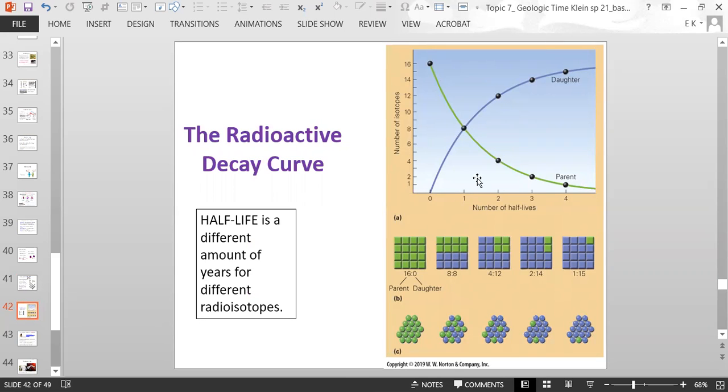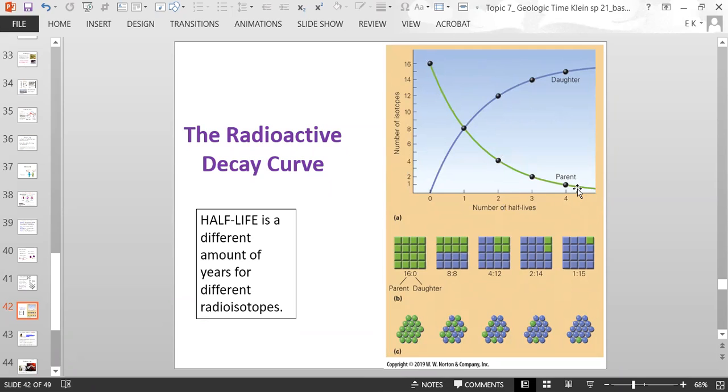So half-life is the amount of time that is needed for half of the nuclei in a sample to decay from the parent to the daughter. Okay? So after 1 half-life, you no longer have 16 parent isotopes. Half of those have turned into the daughter isotopes. Okay, and then after 2 half-lives, you now have 4 parent isotopes left and 12 daughter.